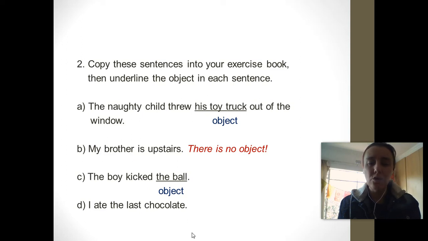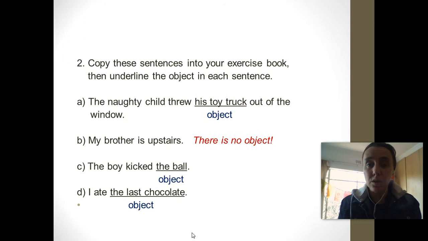I ate the last chocolate. Right. I is the subject. The verb is ate. And what did I eat? Did I eat the last? Did I just eat the chocolate? I ate the last chocolate. So that is the object of the sentence. See how the object could be one or more words. It's just whatever it is that's being acted upon.